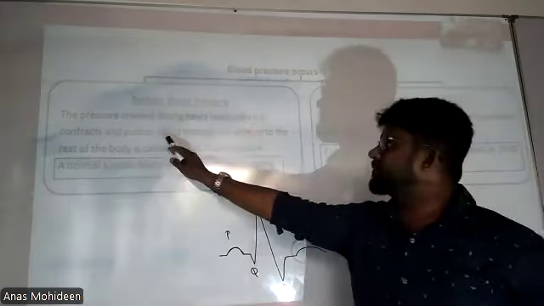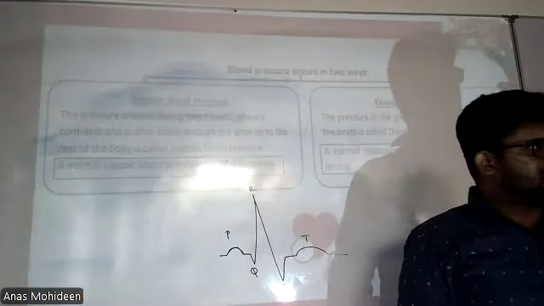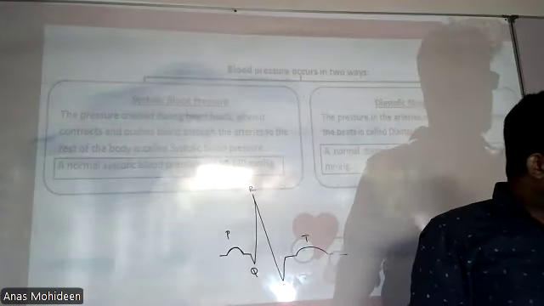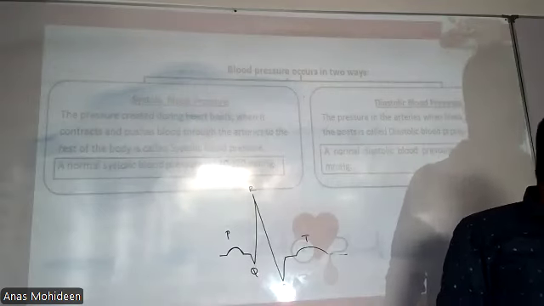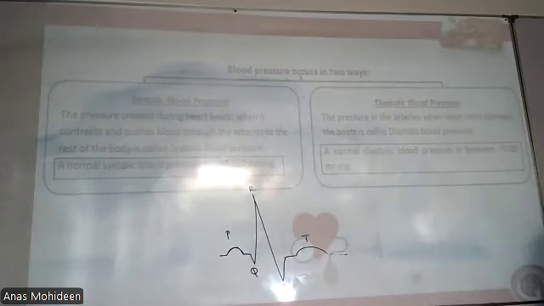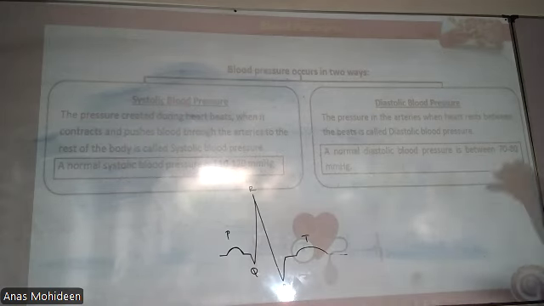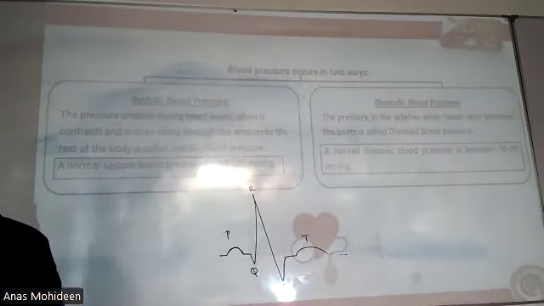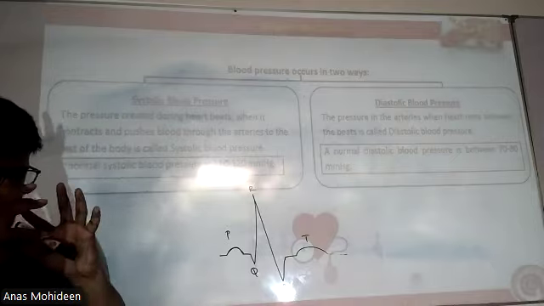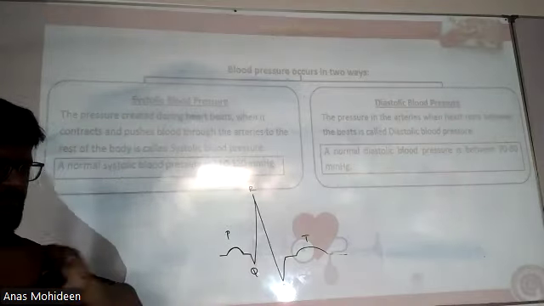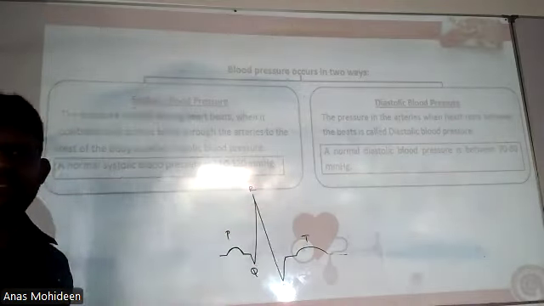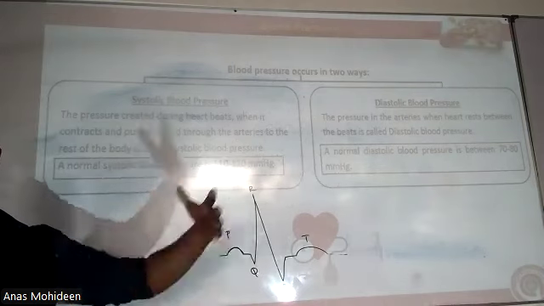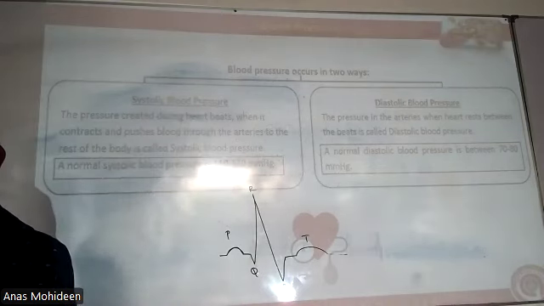When it contracts and pushes blood through the arteries, right ventricle into pulmonary artery, left ventricle into aorta. Once it pumps the blood into arteries, what is the pressure exerted on the walls? This is called systolic blood pressure. Once the ventricles contract and push the blood away, the pressure existing then is called systolic blood pressure.